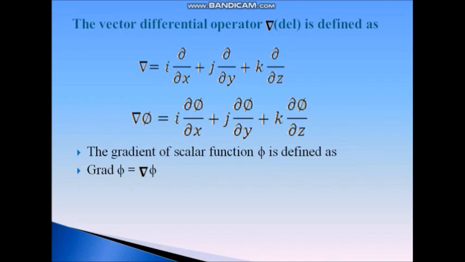From this we observe that the scalar psi of x, y, z will be converted into a vector form. That is i dou psi by dou x plus j dou psi by dou y plus k dou psi by dou z of the unit vectors i, j and k. Now we have converted the scalar function, the scalar field, into a vector field by applying this gradient operator.